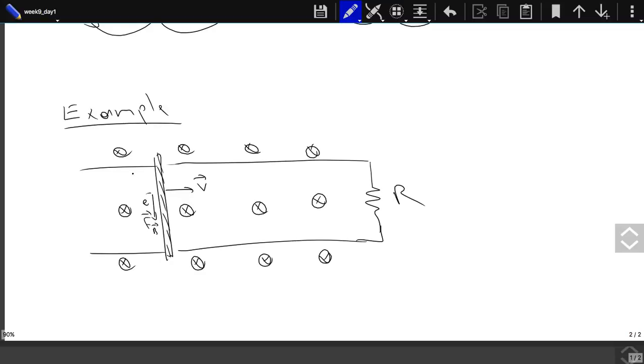Let's say this is the length L. What is the magnitude of the force acting on the electrons? Q times V times B. This will be the magnitude. What is the total work done on the electrons by this force? QVB times L.